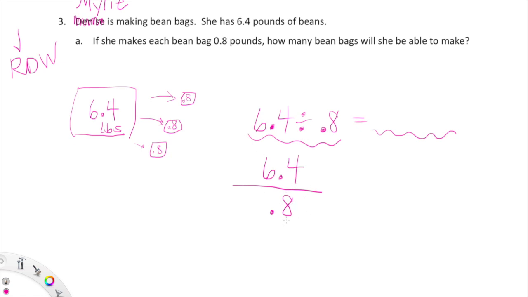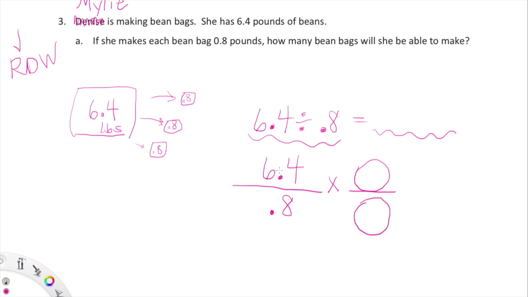I'm noticing that we have numbers as decimals. I don't feel super comfortable with that. I want them to be whole numbers. I really like whole numbers. They're really easy to work with. So I'm going to multiply 6.4 divided by 0.8 by some power of 10 that has to be the same on the top and the bottom.